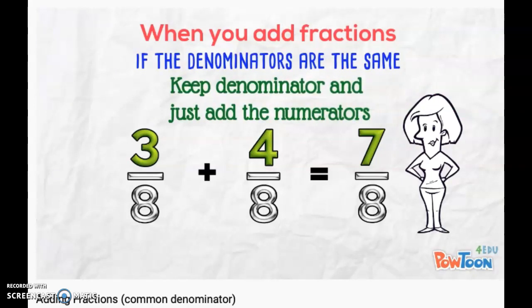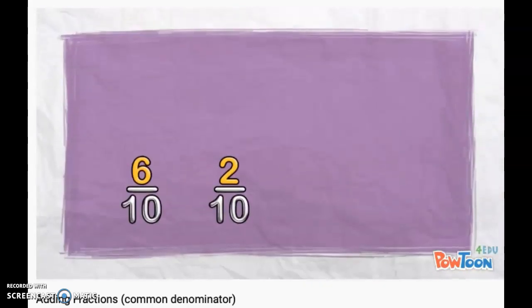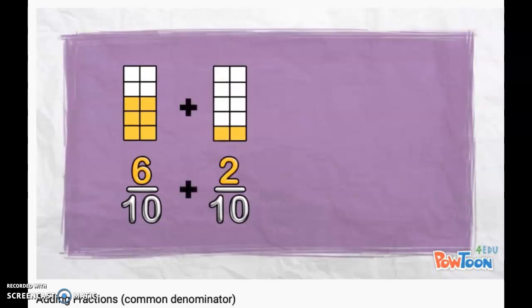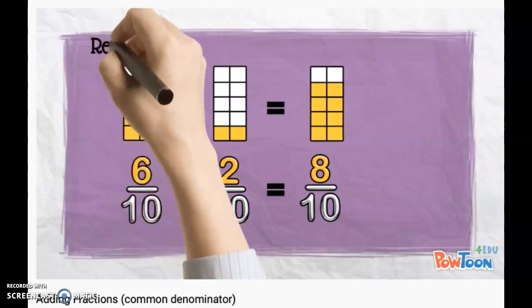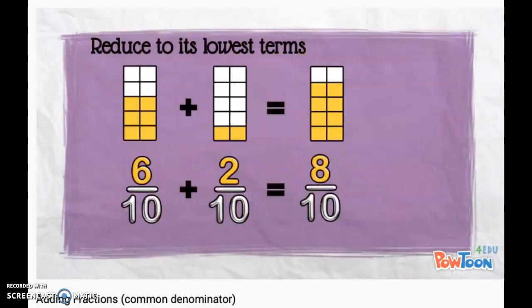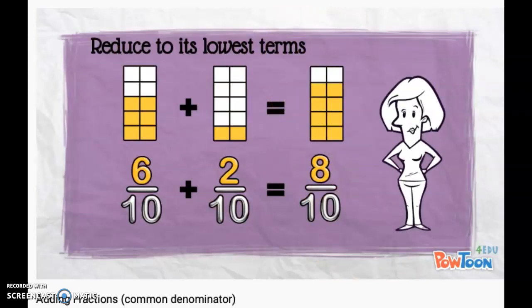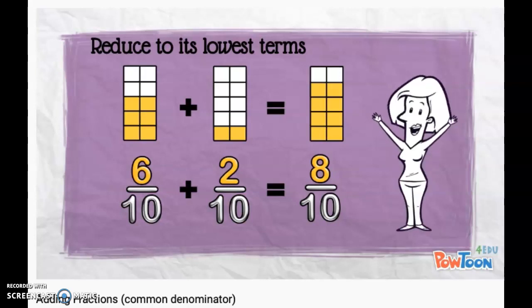In this example, we've got 6 parts out of 10 plus 2 parts out of 10. 6 plus 2 is 8 parts out of 10. But then I can say to you, I want you to reduce your fraction to its lowest terms. If you've watched my other films on fractions so far, you'll say to yourself, I know what to do here.